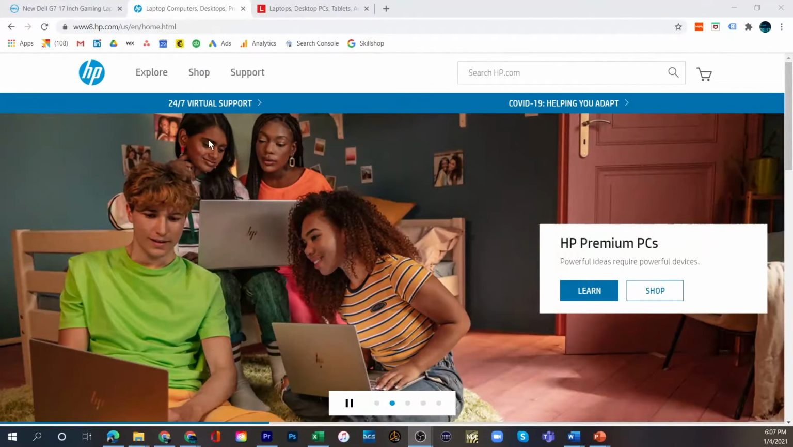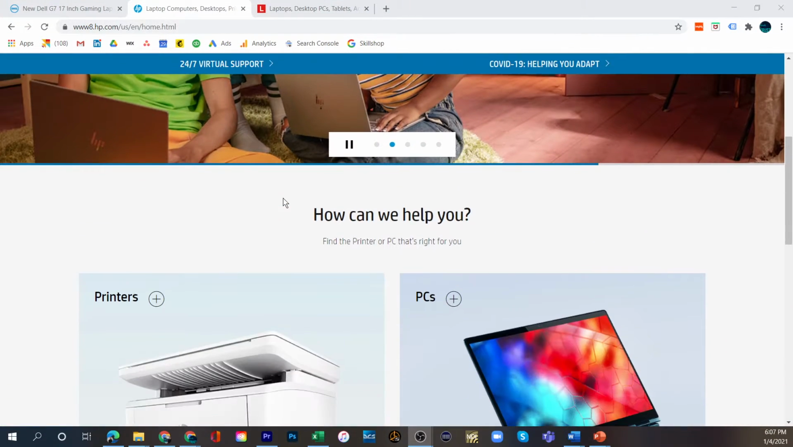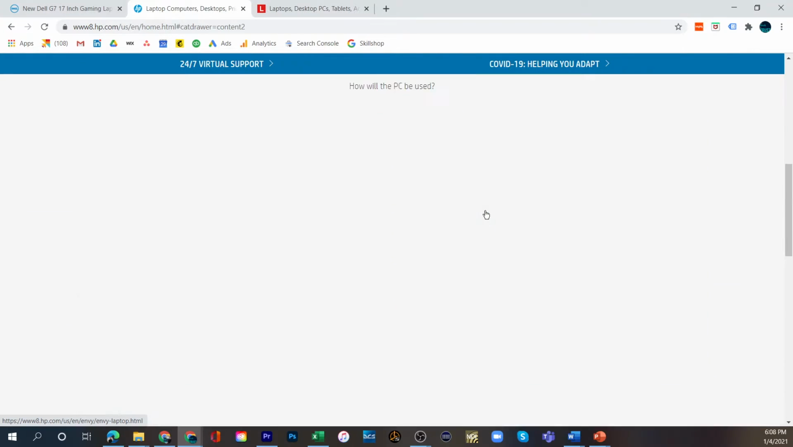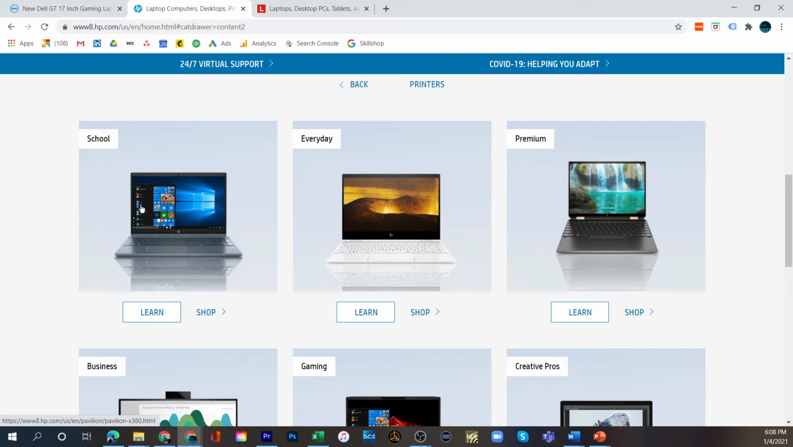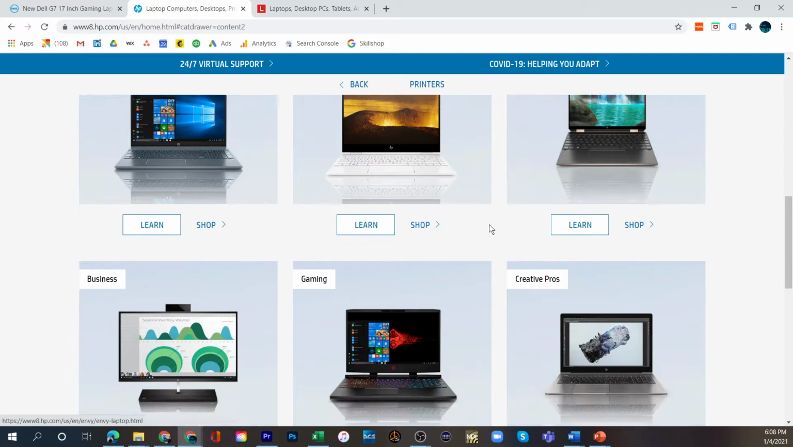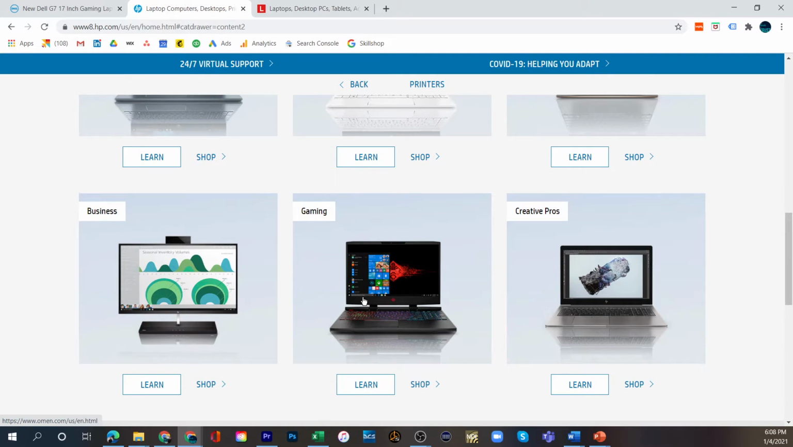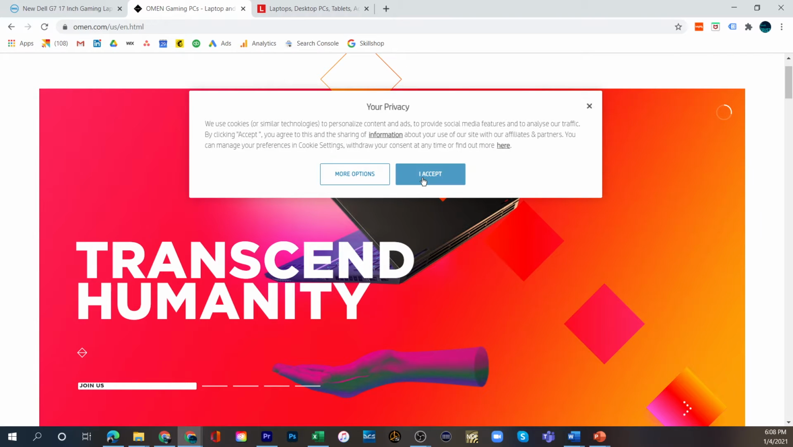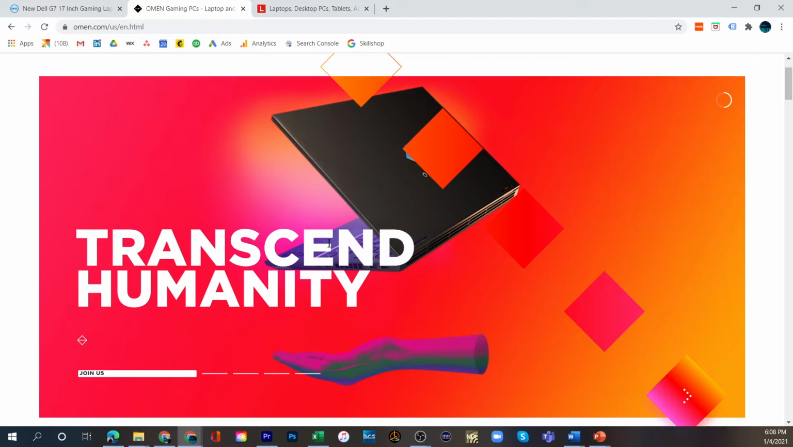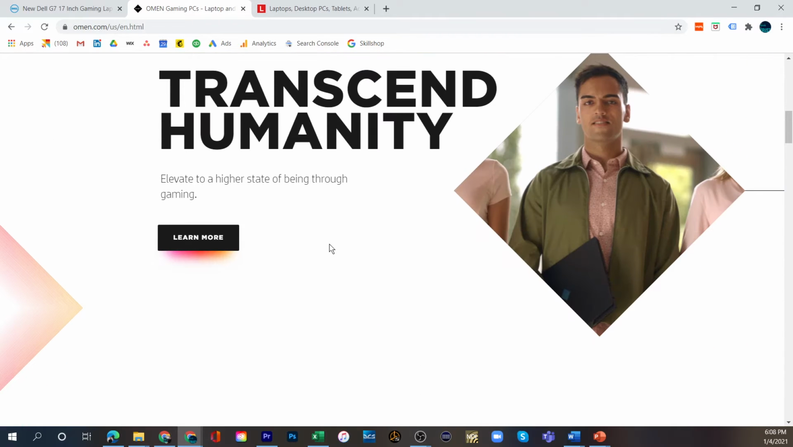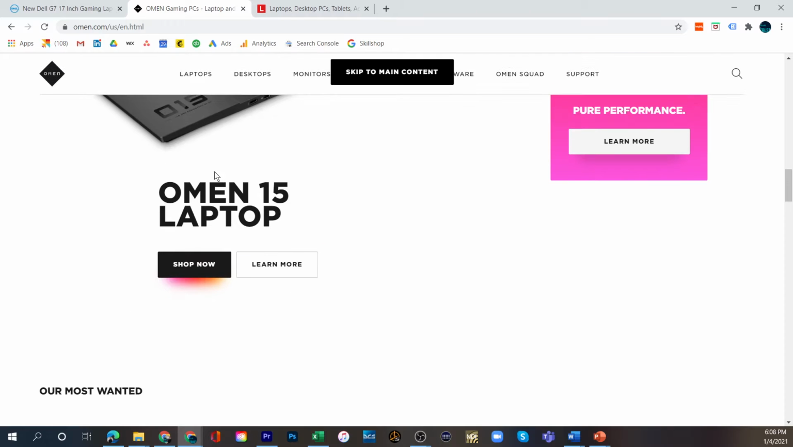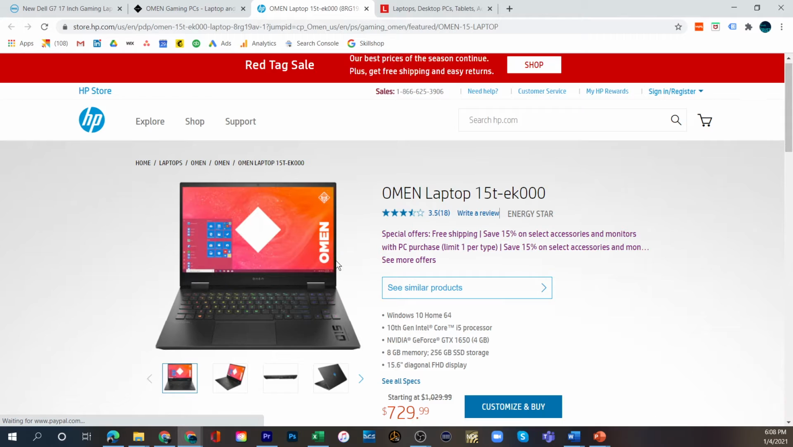And the reason I go with different ones is because sometimes they offer it, they look a little different. So they start with PCs here. And let's see their applications: school, everyday, premium, business. Of course, we're going to be looking at gaming computers. What else? And we're going to accept whatever they just said here because we're not going to read it. And let's see what they have. So this is, I guess, let's shop now and see what the parameters are.